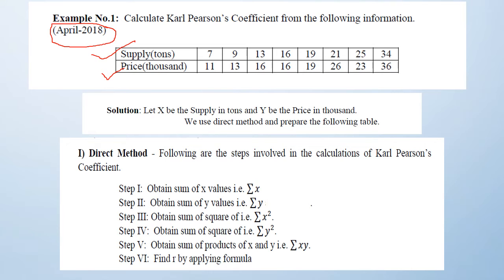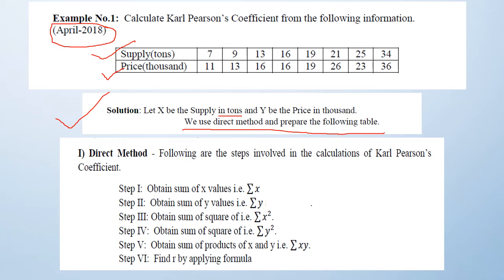And here is the solution: let X be the supply in tons and Y be the price in thousands. We use the direct method and prepare the following table.